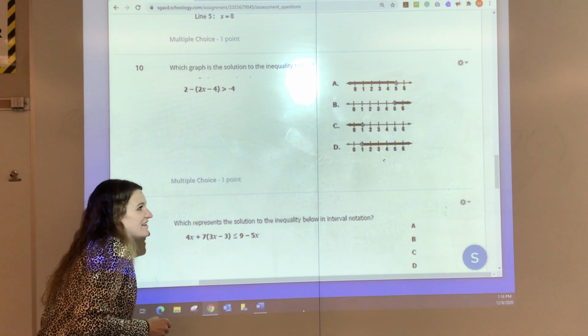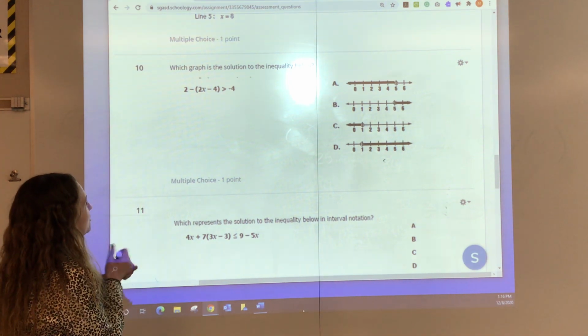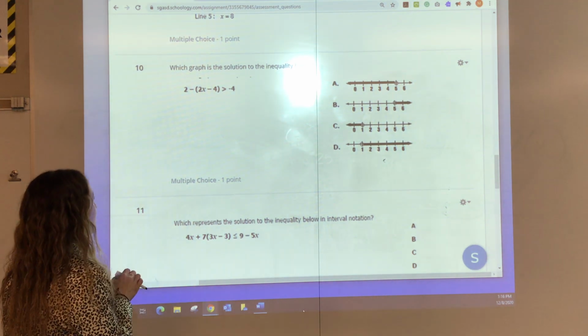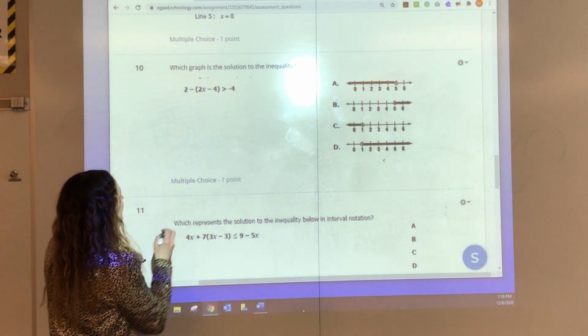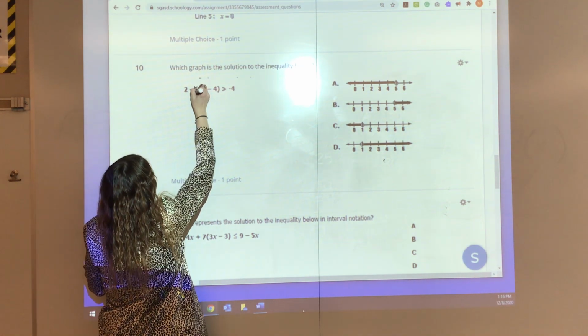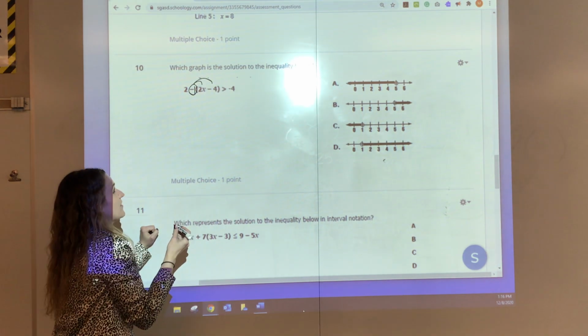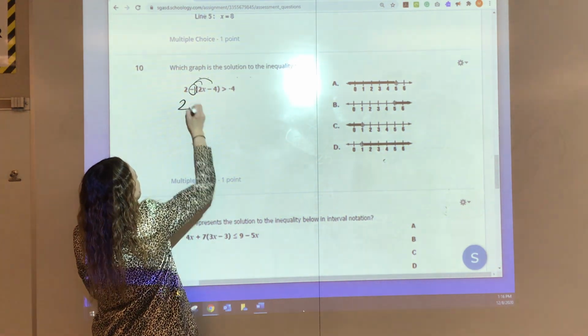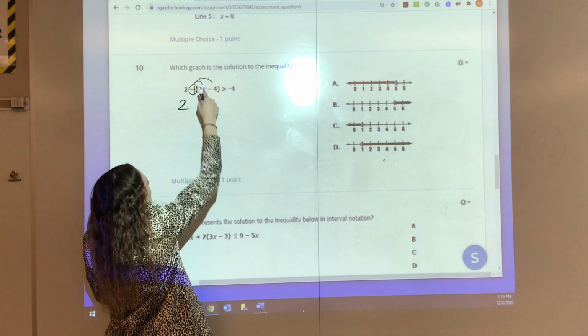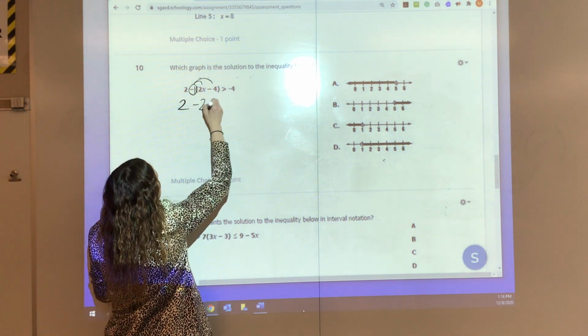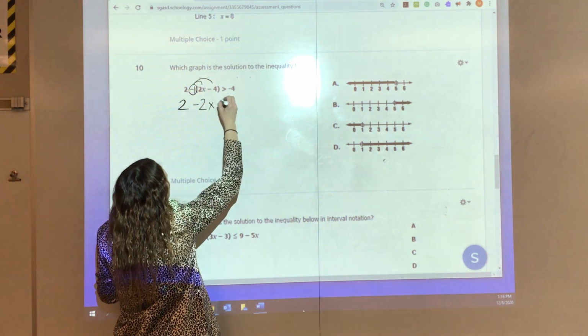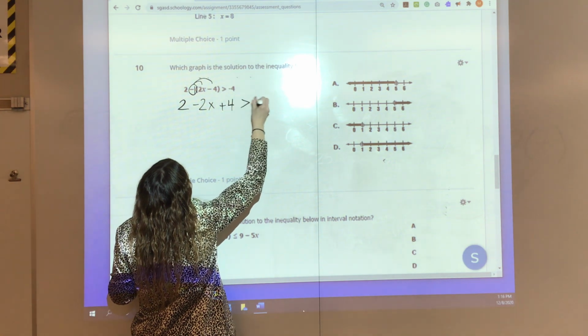So for number 10, they're asking us to see which graph represents the solution. And in order to figure out the solution, I need to solve this. So I see this negative right out front. I need to distribute this -1 to everything inside my parentheses. But first I'm going to drop this positive 2. -1 times 2x gives me -2x. -1 times -4 gives me a +4. Then I'm going to bring down everything else.